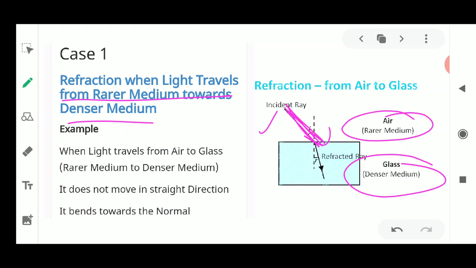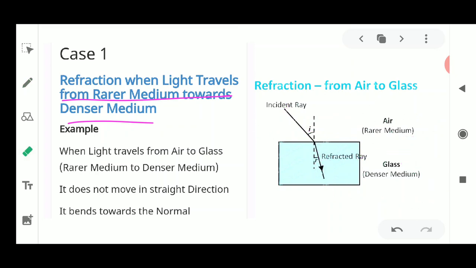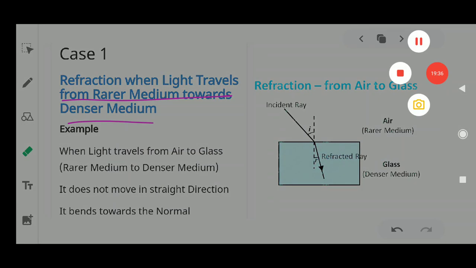Okay, and then in glass it is very less. Why? Because the molecules are more, and the speed gets reduced when the light is going to strike the surface of the glass. Okay.